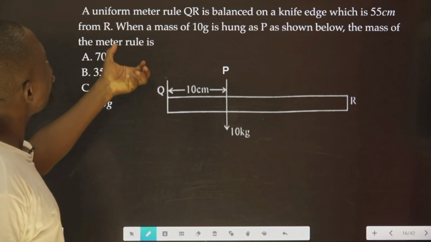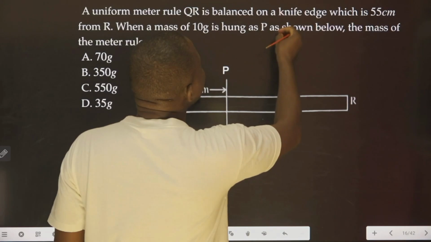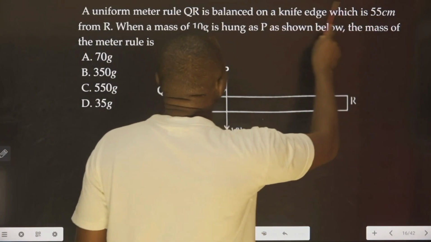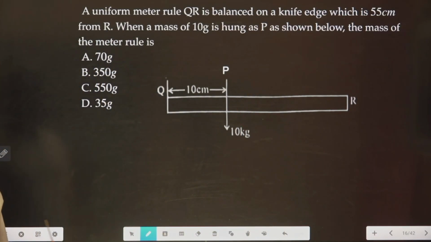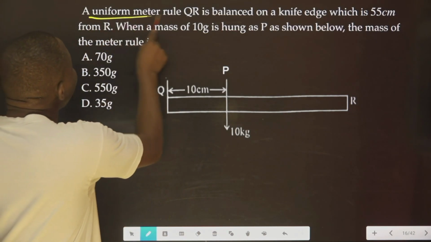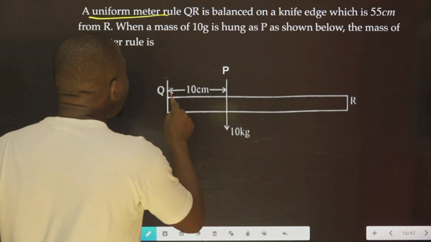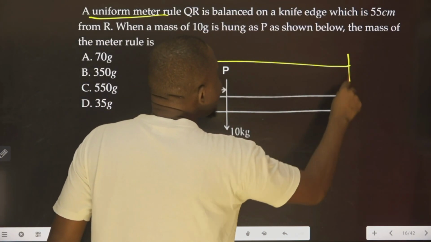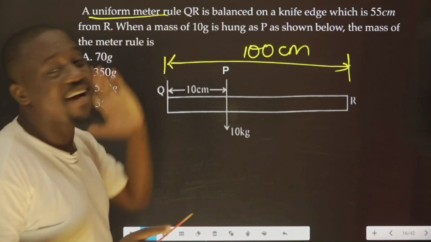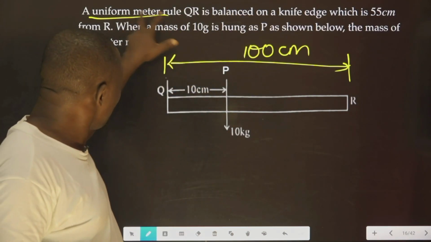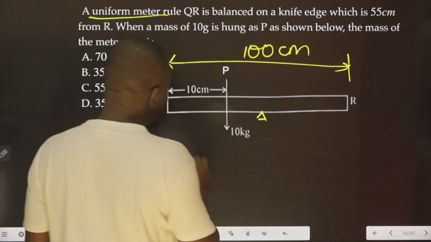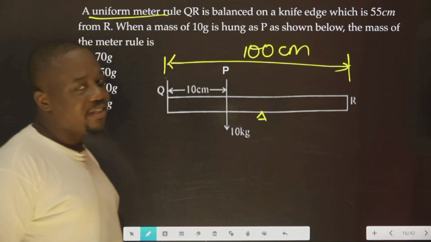A uniform meter rule QR is balanced on a knife edge, which is 55 centimeters from R. This is Q, this is R. The first thing, because we are told it's a uniform meter, it means from here to here is 100 centimeters. That is the information you can't find here. This one alone is giving you that this is 100 centimeters. You agree with me, the center will be somewhere here, 50. That is, from here to here is 50, from here to here is 50.